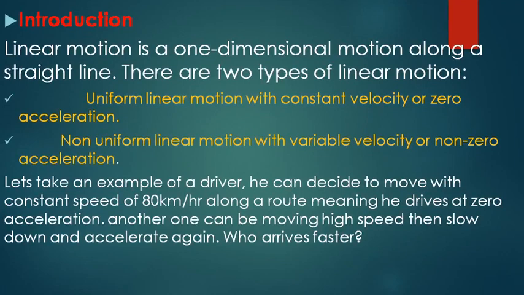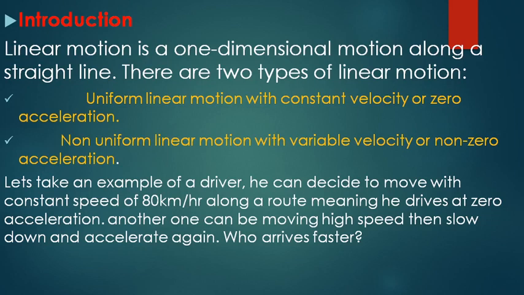As a part of introduction, we need to understand what linear motion is. Linear motion is a one-dimensional motion along a straight line. And we have two types of linear motions. A motion with constant velocity or zero acceleration. That is, when a body or a car is moving at 80 kilometers per hour without increasing or reducing the speed, then we say it is not accelerating. Therefore, it has zero acceleration.